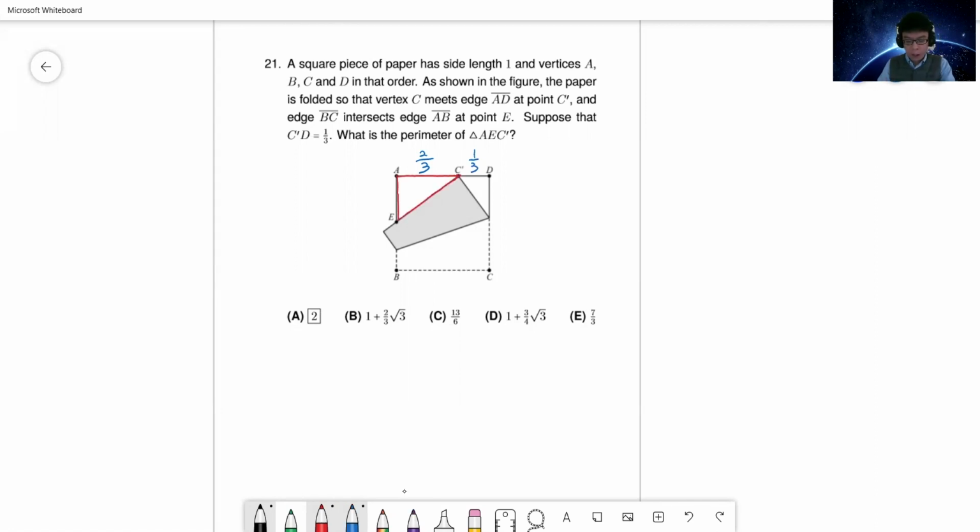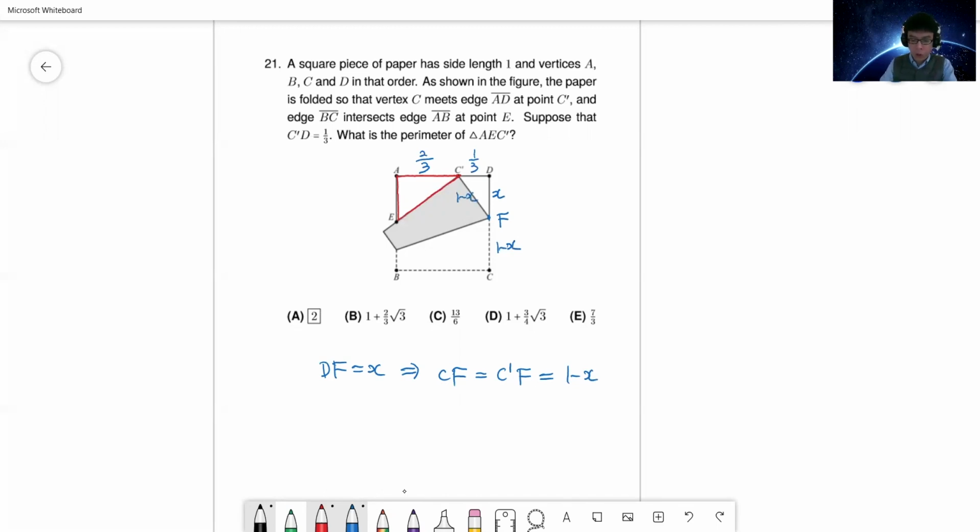Let's determine the location of the crease. So let me call this point F. Let's find where F is. So we denote DF to be X. That means CF should be equal to C prime F, which equals 1 minus X. So this is 1 minus X.